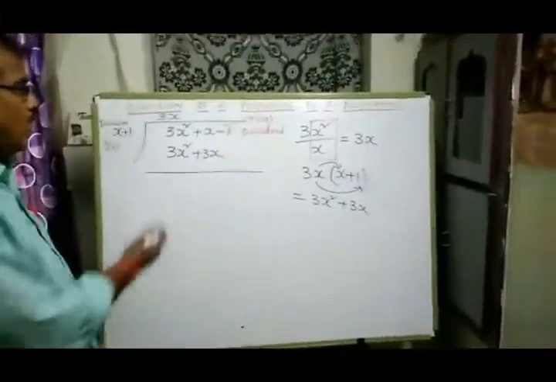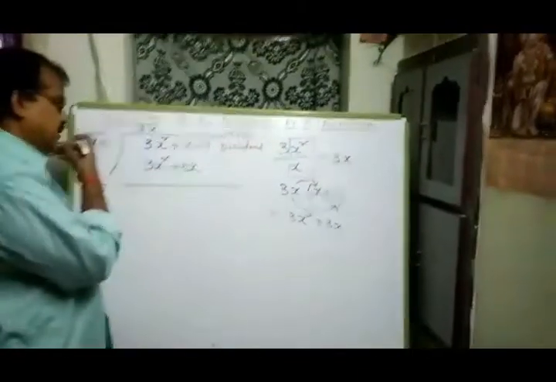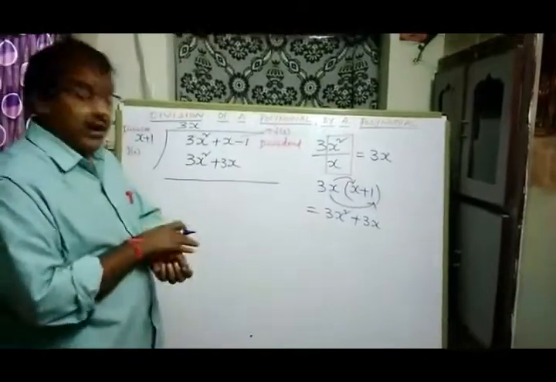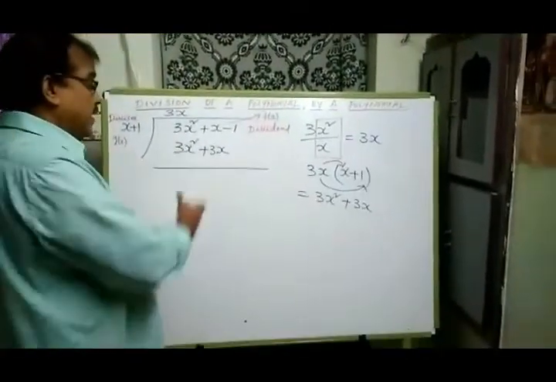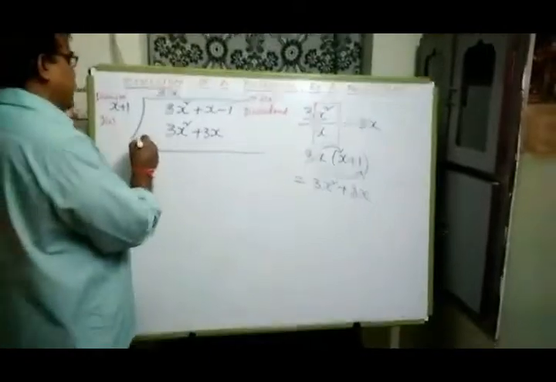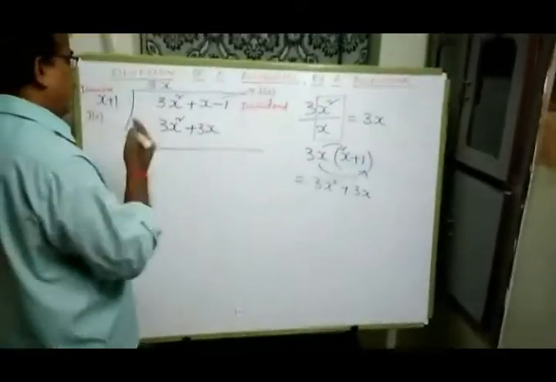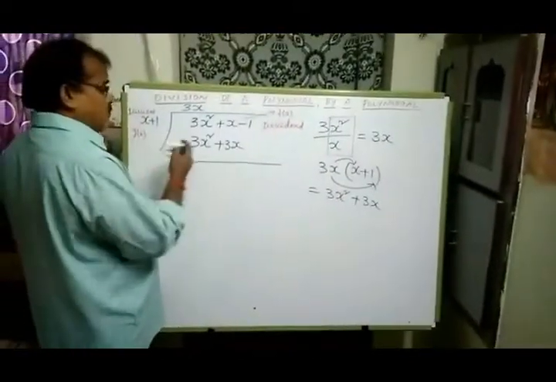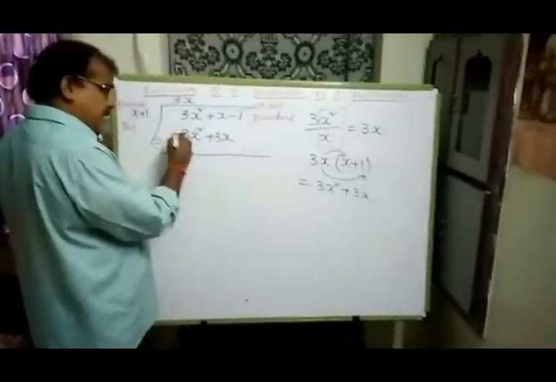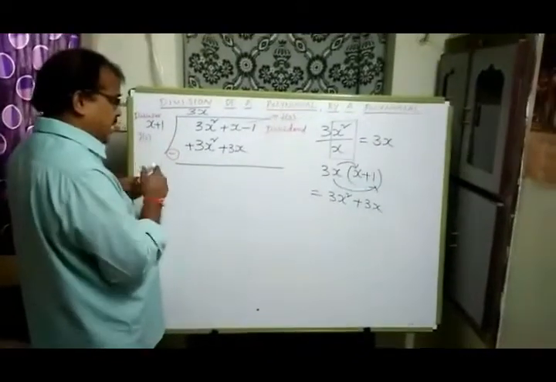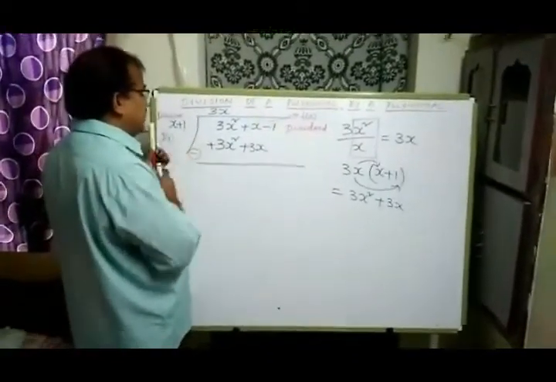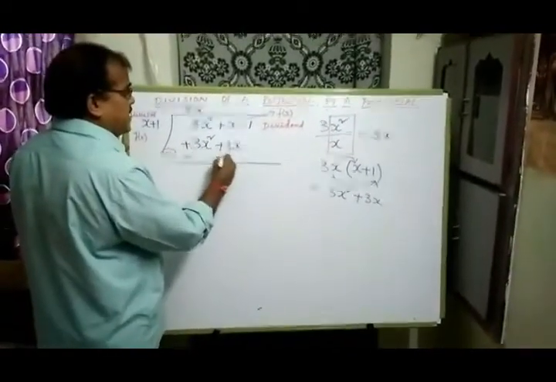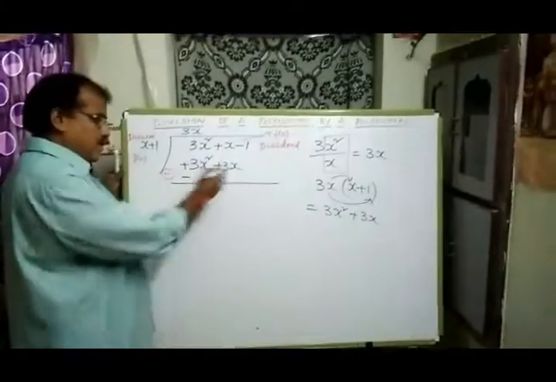Okay. Now I subtract. This is vertical subtraction, already you know from algebraic expressions. What is the sign of 3x square plus 3x? Because of this minus, this plus will be minus.